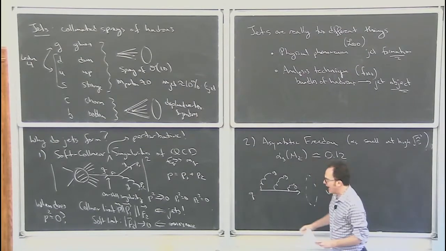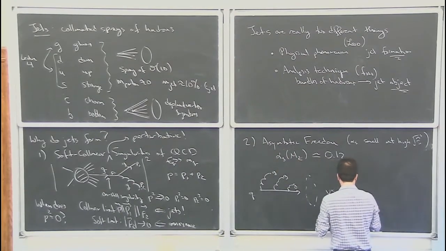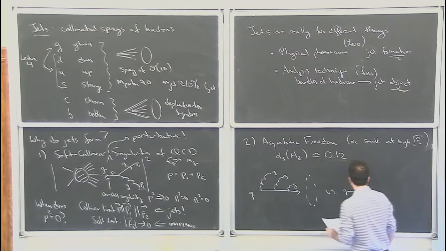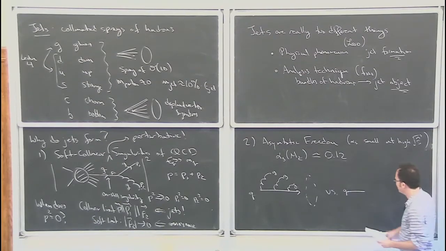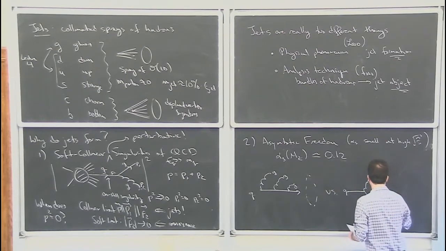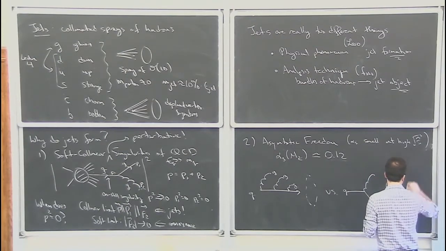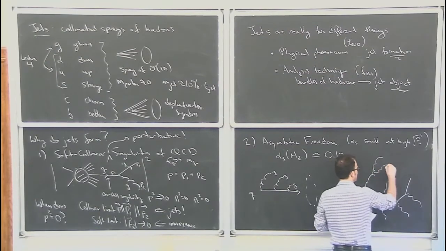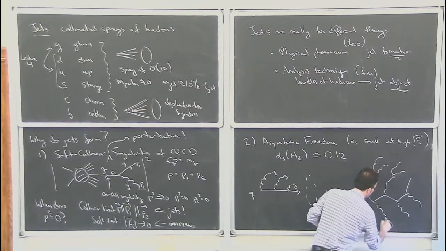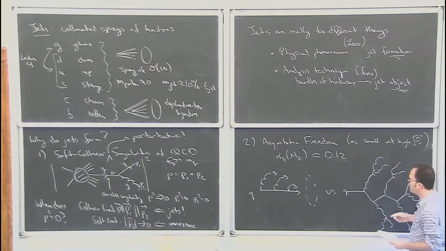Versus, even if I have these collinear singularities, but alpha S is sufficiently big, then if I have a quark here, this quark is going to radiate like crazy. It's going to radiate a gluon. It's going to radiate another gluon. It's going to keep radiating gluons because there's no suppression for this to happen. Moreover, each one of these gluons could subsequently split. And we have more splitting and more splitting. And if there's really no alpha suppression, then you don't get a collimated spray of particles. You get something that's more uniformly distributed.